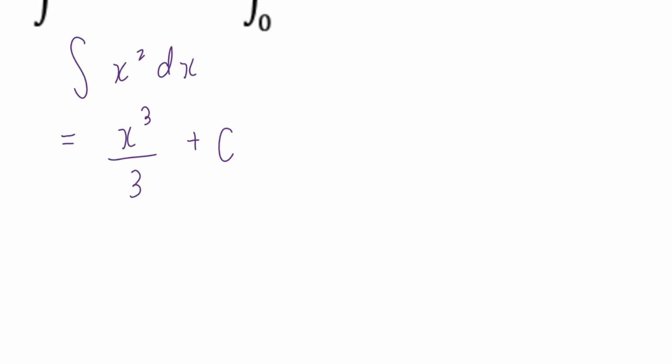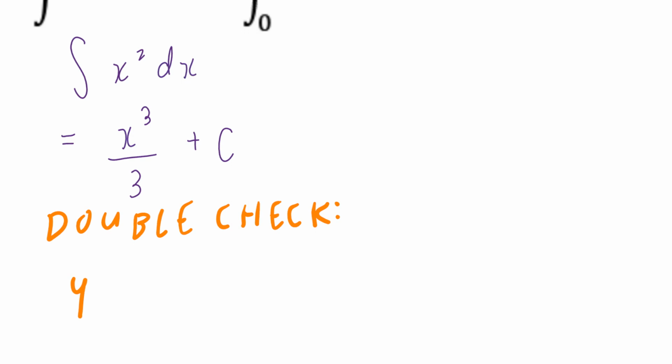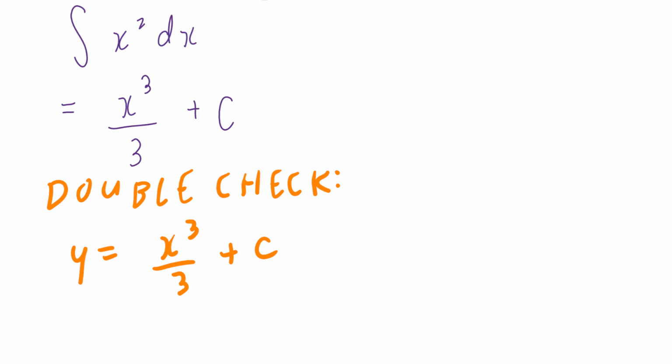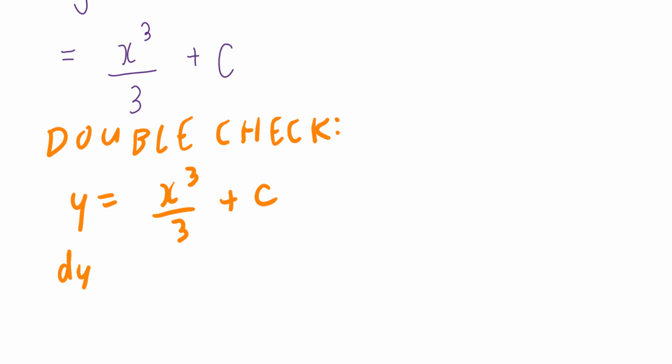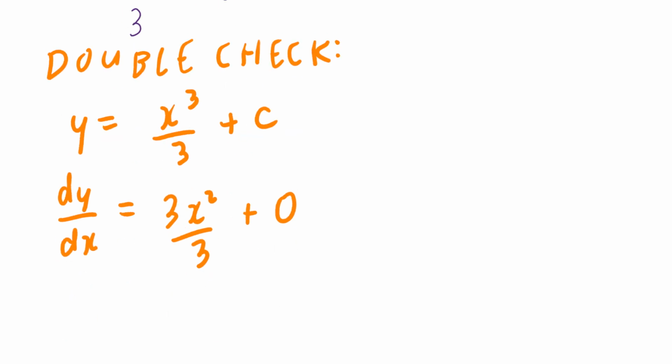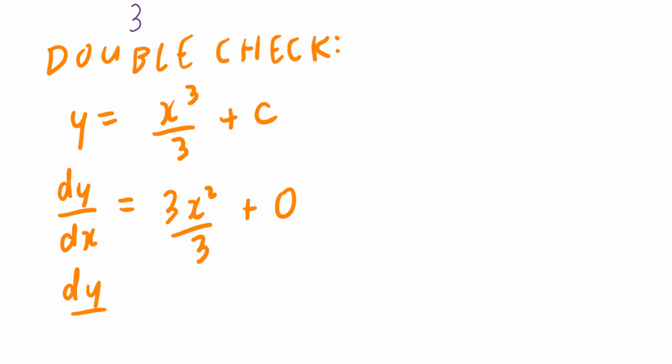So you can double check quickly, and I'm going to use a different color for you. If I double check, what that means is I'm starting with y equal to x to the power 3 divided by 3 plus c. If I find the derivative dy by dx, again, if you apply the power rule, x cubed becomes 3x squared. Don't forget about the 3. When you differentiate a constant, that's going to be 0. And now dy by dx equals x squared.